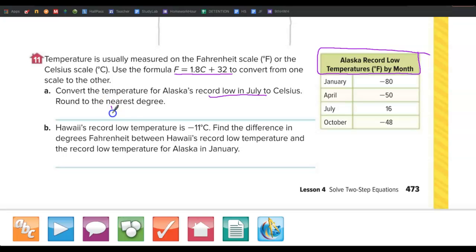So you have 16 equals 1.8C plus 32. Now you have to solve for C.